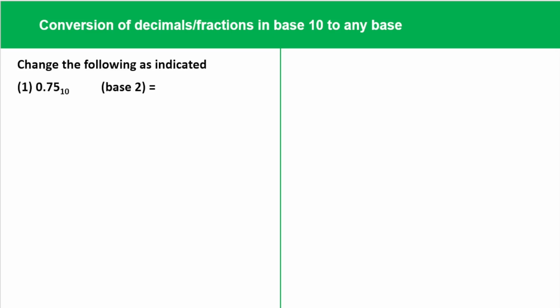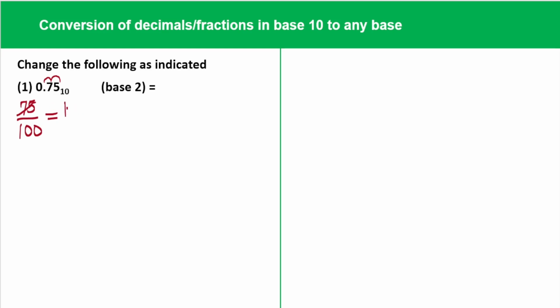Example 1. Change the following as indicated. 0.75 base 10 convert to base 2. Method 1. In the first method, we will have to change the decimal number into fraction because the method works only with fraction. So let's go ahead and change this decimal number into fraction by moving the decimal point 2 steps to the right. That will give us 75 over 100. The next step will be to simplify this fraction to its lowest form.